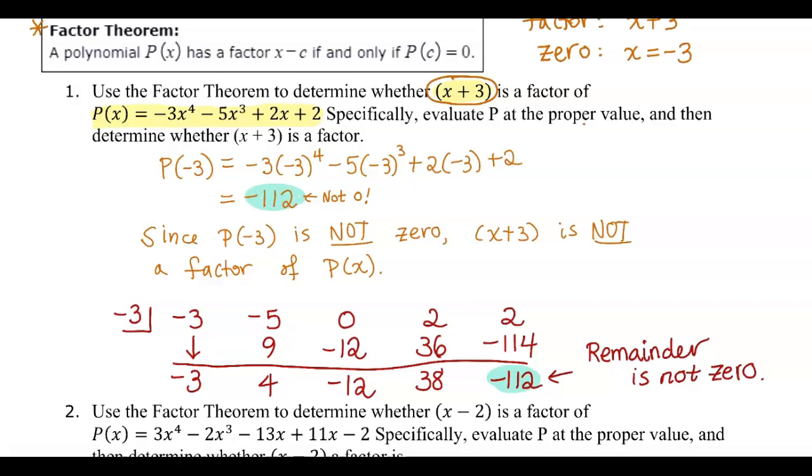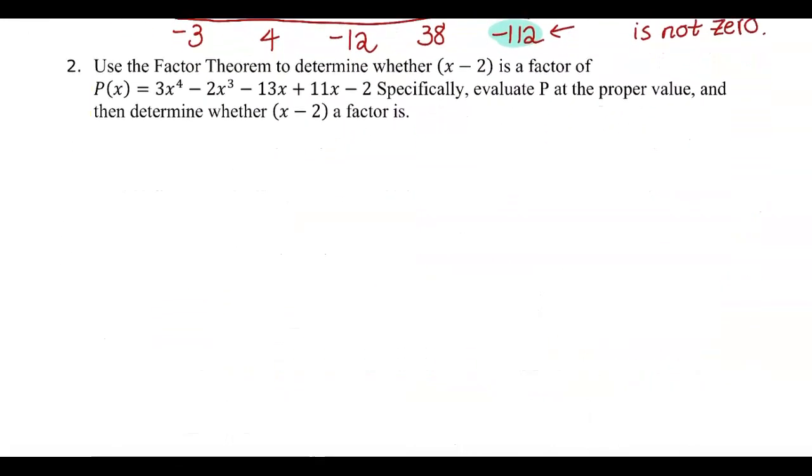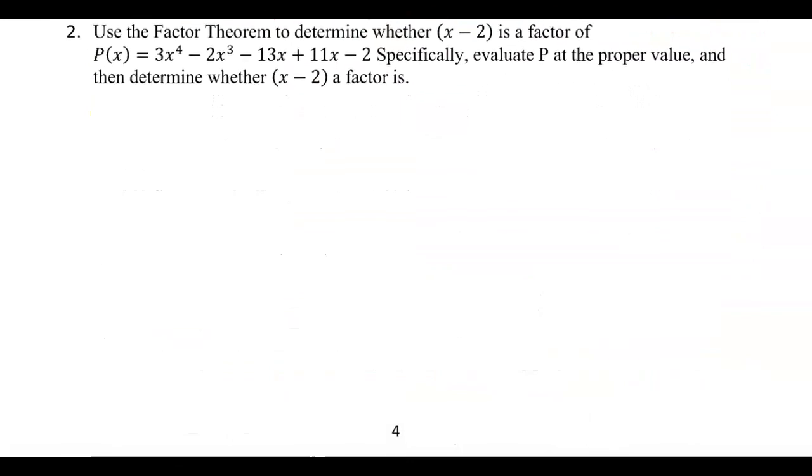Okay? We can try another one, number 2. They said use the factor theorem to determine if x minus 2 is a factor of p of x. If we want to check this, we can either divide to see if the remainder is 0, or we can do the direct substitution. So if you want to check if x minus 2 is a factor, find p of 2. Plug in 2 into the function, and let's see if this is equal to 0.